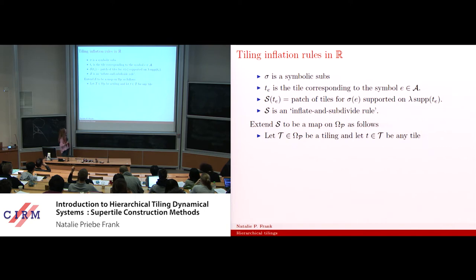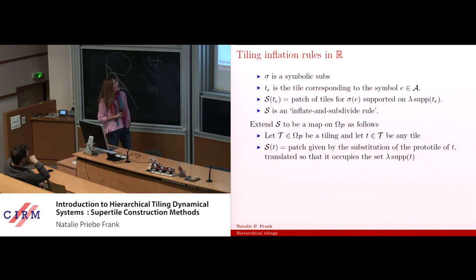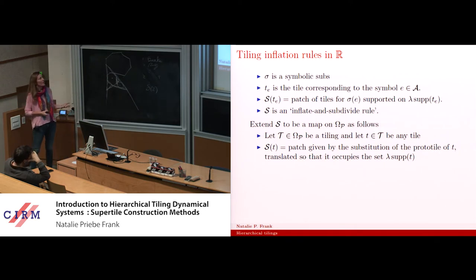All right, so what does it mean to be a self-similar tiling? Well, suppose substitution can act on tilings via this multiplication factor lambda. So if I take any tiling in the full tiling space, and I take any tile out of that tiling, then when I go to substitute the tile, it'll be the patch given by the substitution of that tile type occupying whatever the support of T was, multiplied by lambda, and chopped up in the place that it is.